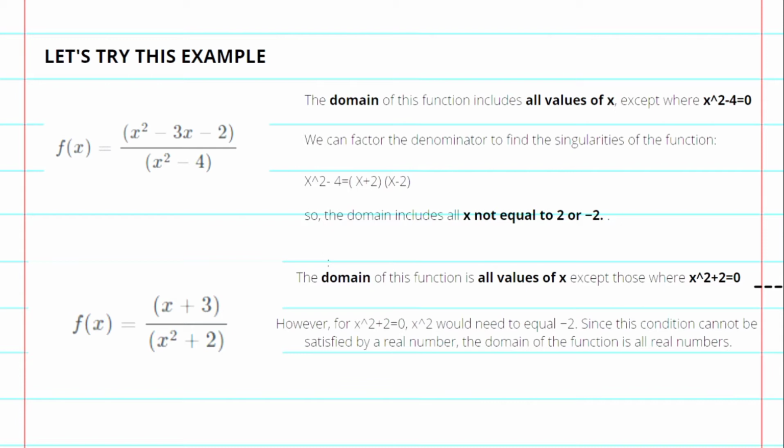Let's proceed to example number 2. Given f of x equals x plus 3 over x squared plus 2. The domain of this function is all values of x except those where x squared plus 2 equals 0. However, for x squared plus 2 to equal 0, x squared would need to equal negative 2, and this condition cannot be satisfied by a real number. The domain of the function is all real numbers.